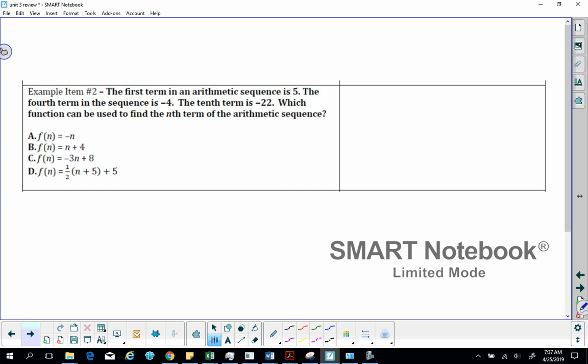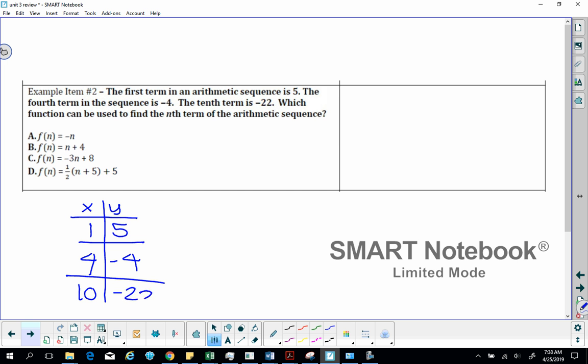Cool. So the first thing you would do is, when they're giving you term numbers, I'm writing it as a table, X and Y. And so it says the first term, so what number would I put right here? 1. The first term is 5. The fourth term is -4. The 10th term is -22.